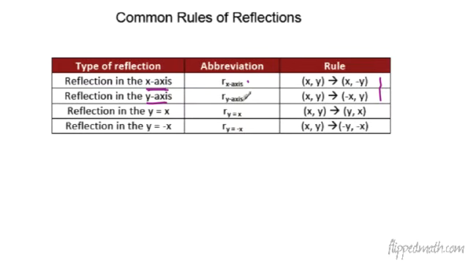If you're reflecting in the y-axis, you make the x the opposite. That's easy enough. Let's look at the line y equals x. All right, the line y equals x. (x, y) goes to (y, x). You switch the order of the coordinates.